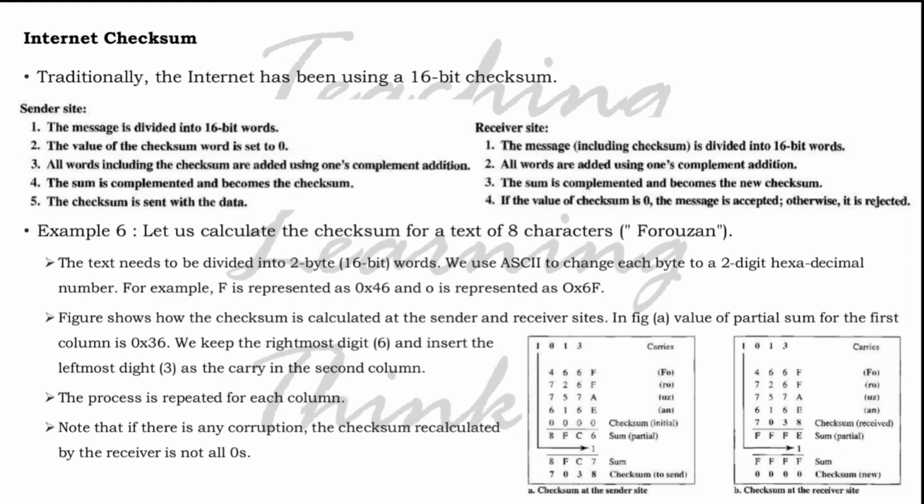On the receiver side, the message including the checksum is divided into 16-bit words. All words are added using ones complement addition and the sum is complemented and becomes the new checksum. If the value of the checksum is 0, the message is accepted, otherwise it is discarded or rejected. So here you can see an example.